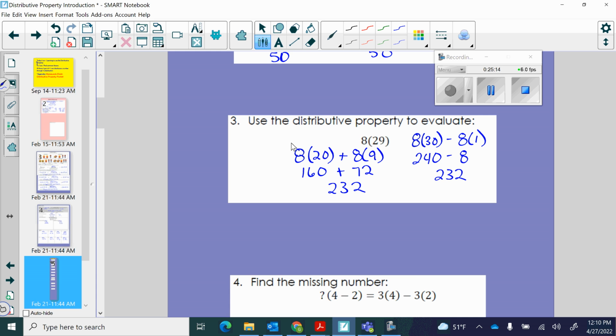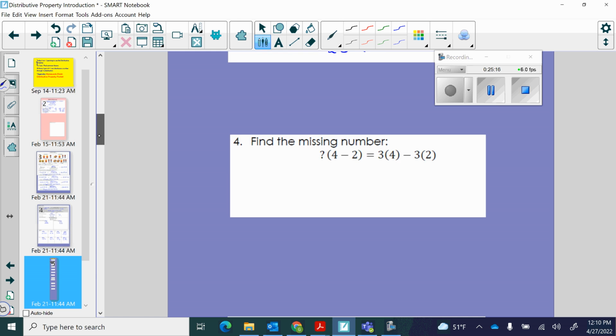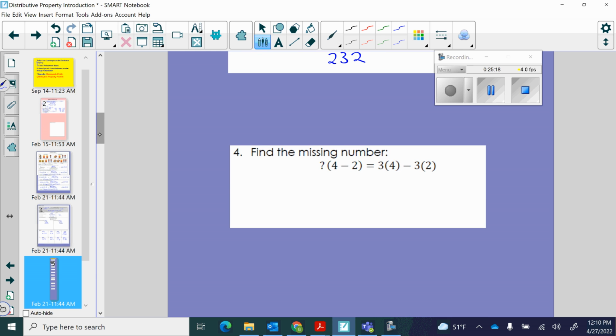All right, number 4. Find the missing number. What goes where the question mark is? Raise your hand when you got it. All right, Deanna, what do you think it is? It is 3. You are multiplying by 3 to each term. Go ahead.